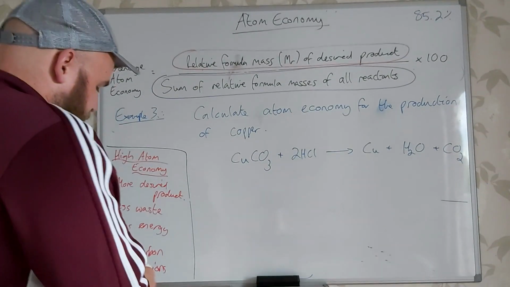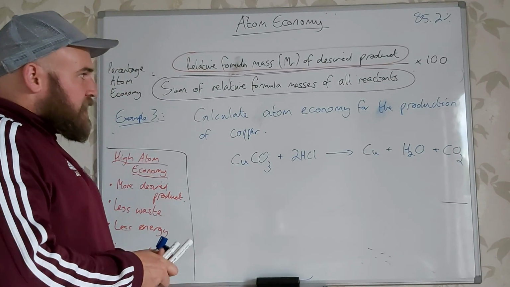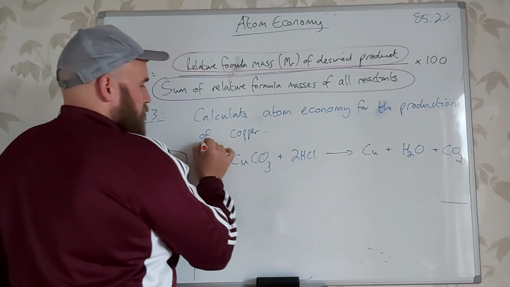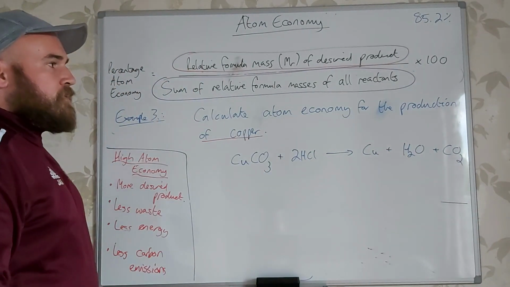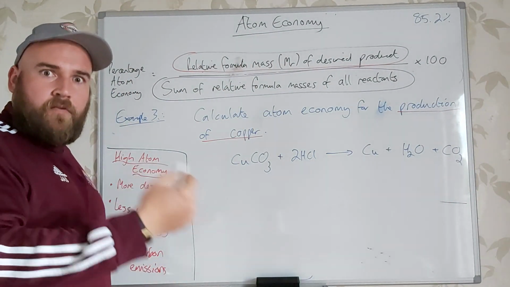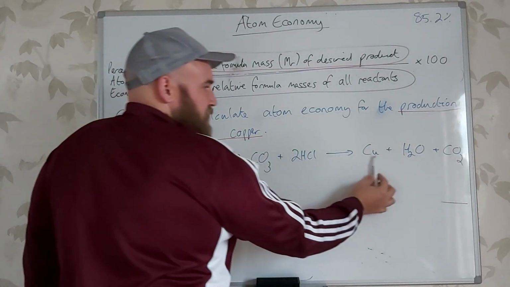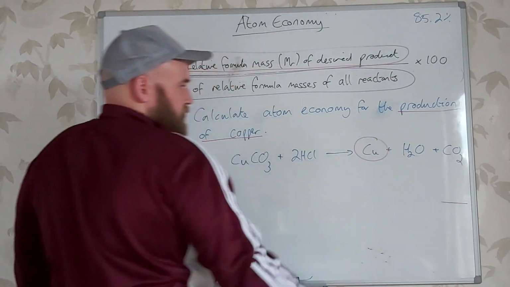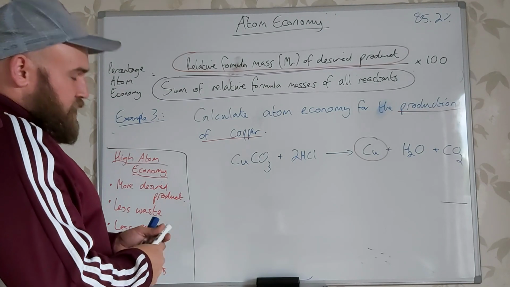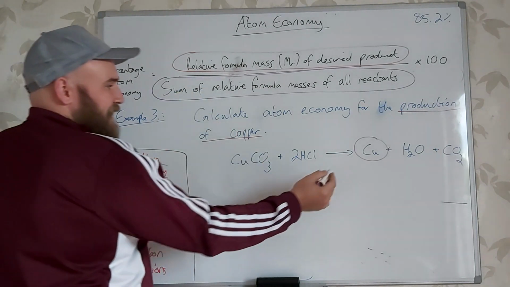Okay guys, here's our third example. I'm going to get my red and purple pens ready. It says calculate the atom economy for the production of copper. So production of copper, I'm trying to produce copper here. So production on the right hand side. So which of these things is copper? It's that just there. And then we're going to be dividing that by all of the reactants. So it's everything on the left.